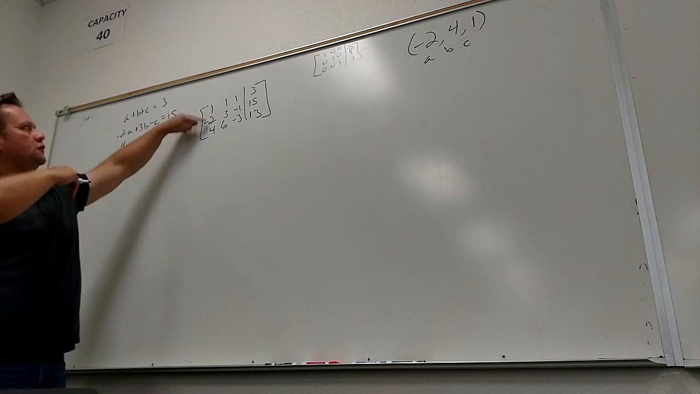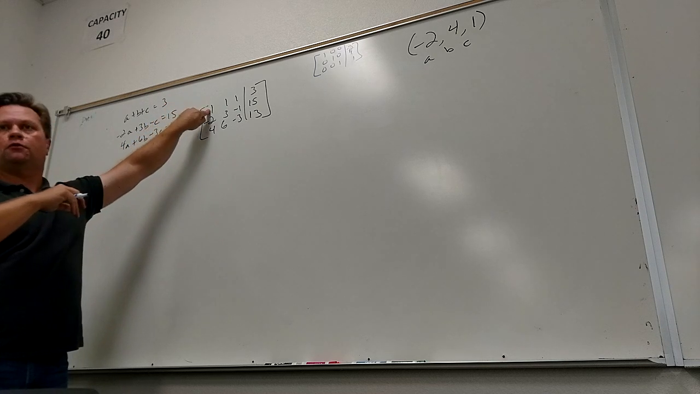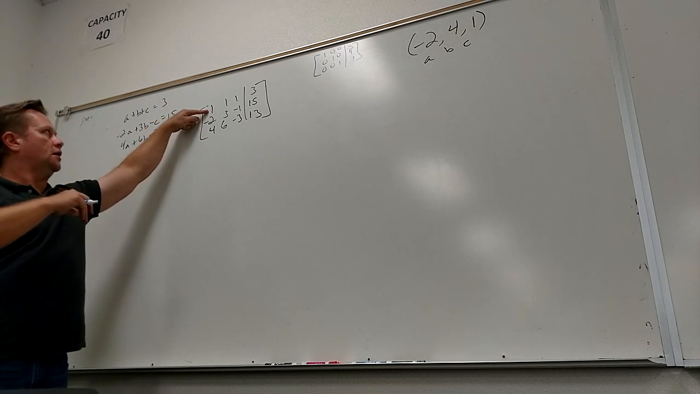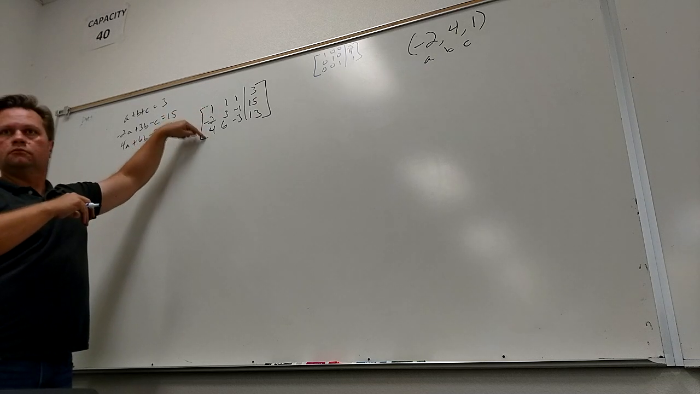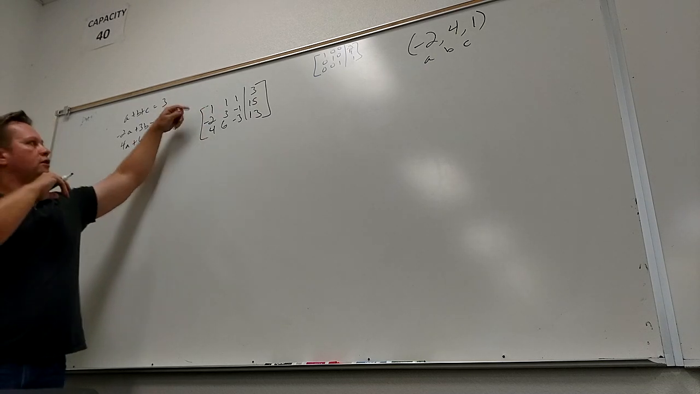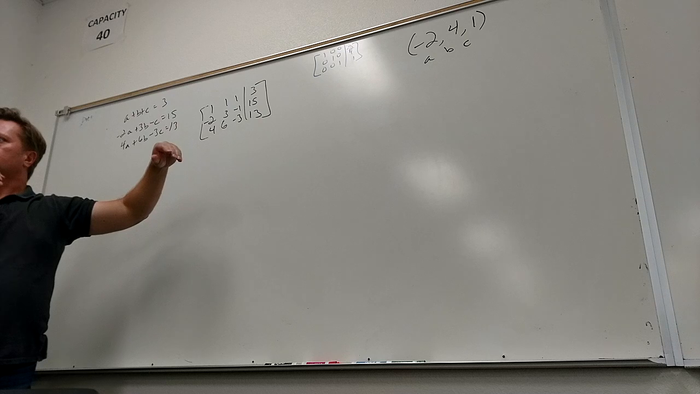So if we start with this first column, which is a good place, again, especially because there's already a 1 here, right? Even if there wasn't a 1 here, could you make zeros? Yeah. Right? How do I make this a 0 using this row? What would I do? Multiply this by 2, and then add the 2 rows.